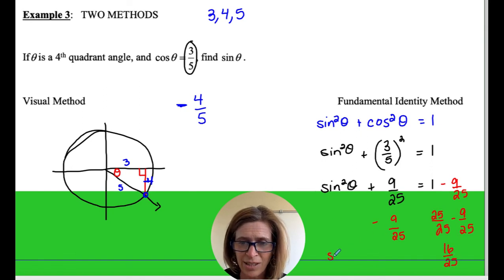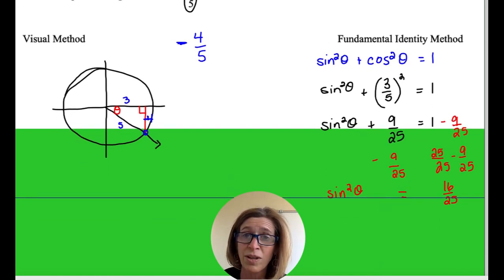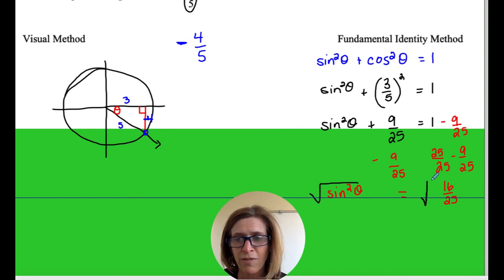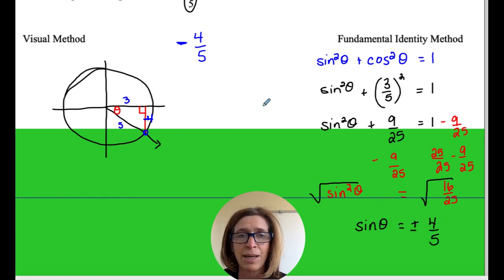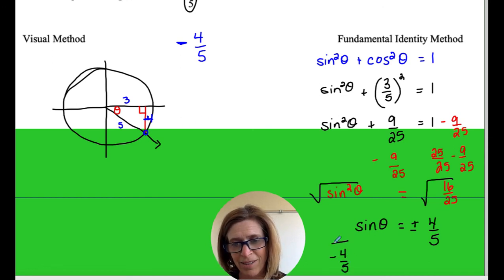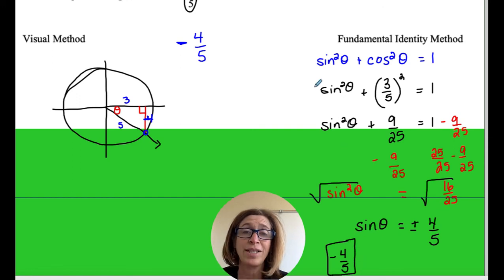And so I have sine squared theta equals 16 over 25. We've never done this before, but it's a square, so we can actually take the square root of both sides. So sine theta would be equal to, now you do have to remember, both plus or minus 4/5, but because I'm looking in the fourth quadrant, it would have to be negative 4/5. Okay, so that's 2 ways that you can solve for angles that are non-special angles in a circle. All right, hopefully that was a helpful video. Have a great day.